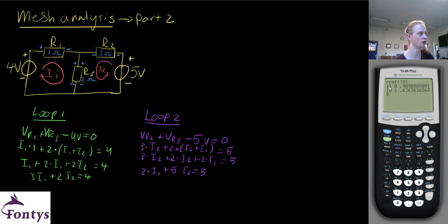And so it means that for this one, it's got a 1 on the first variable, so that means that this is for I1. You see, this is the first variable. So this one is for I1, and I1 will be 0.9090909 and so on amperes. And the second one is for I2, which is 0.63636 and so on amperes. So that's how you solve it using your calculator.